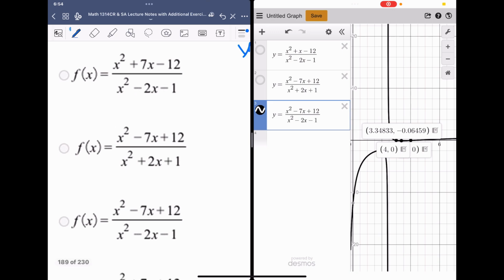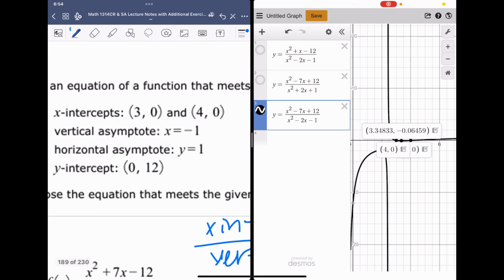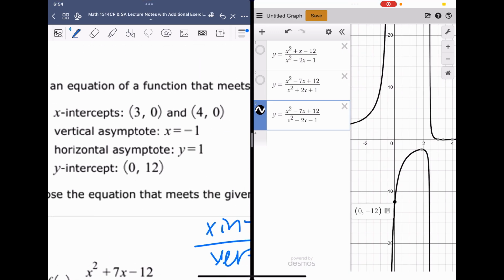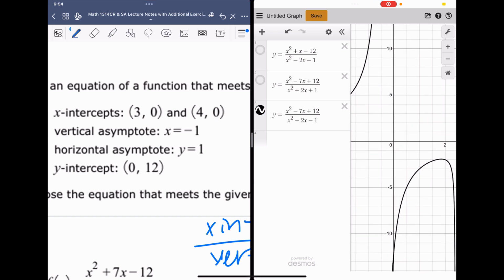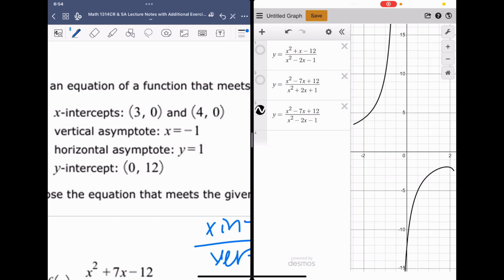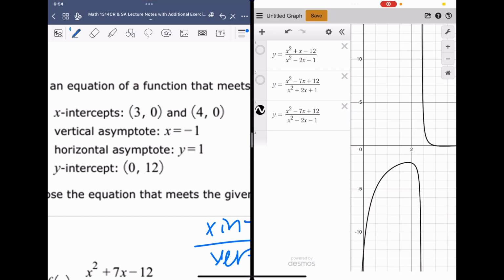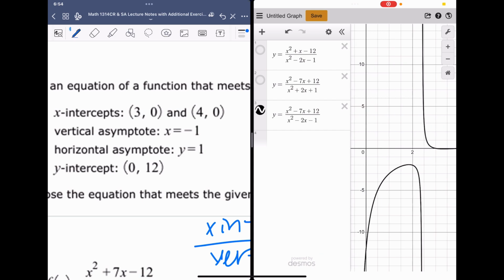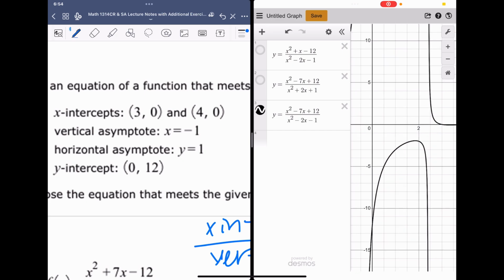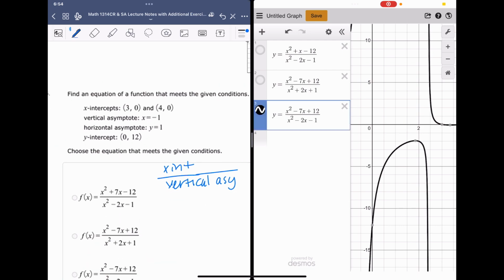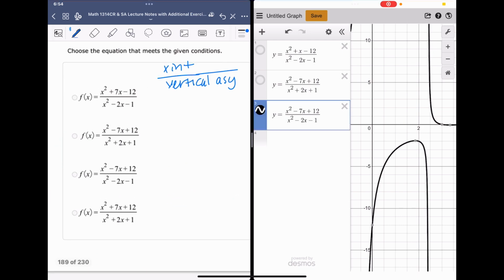What else can we look at? Vertical asymptote at negative 1. Yeah, that looks about right. Horizontal asymptote at 1. Maybe, like right there. And then y-intercept at 0.12. Oh, this is negative 12. It's not that one. All right, it must be the last one. Let's just make sure.